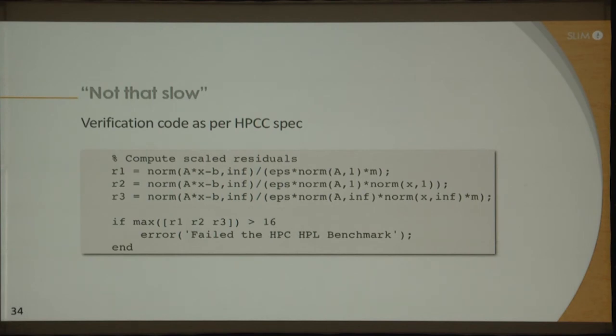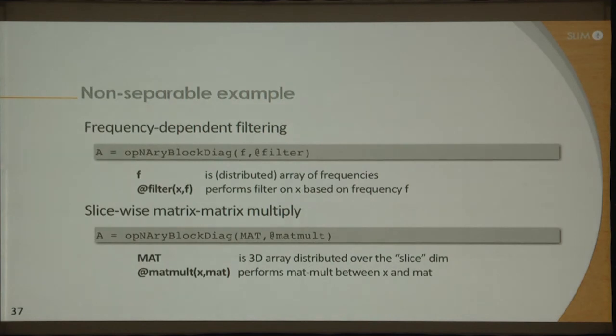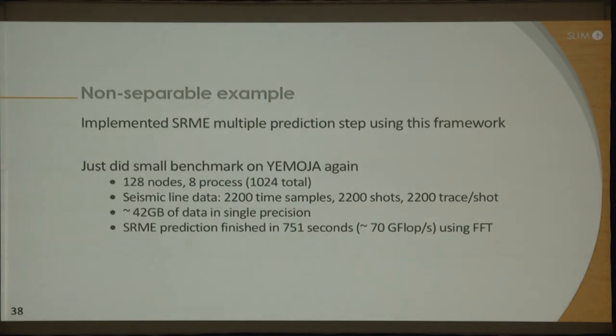We basically built Spot and P-Spot. I think because of time, I'm not going to talk about it, but it basically is a way for us to abstract the notion of multilinear things. So you do, for example, a Fourier transform on one dimension, you transpose and then do a Fourier transform on another one. The gist is I implemented SRME multiple prediction on this thing, okay?